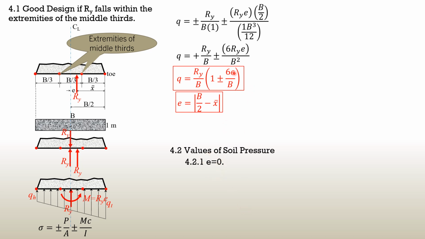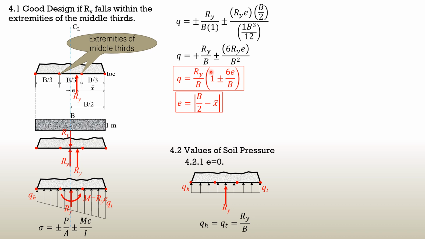So you just set this to 0. So Ry over B, quantity 1 plus minus 0. So that means the intensity of soil pressure at the toe and the heel would be equal, and it is uniform as shown. So that's Ry at the centroid, or at the center. QH equals QT equals Ry over B.